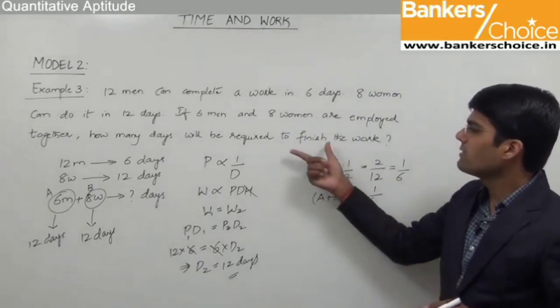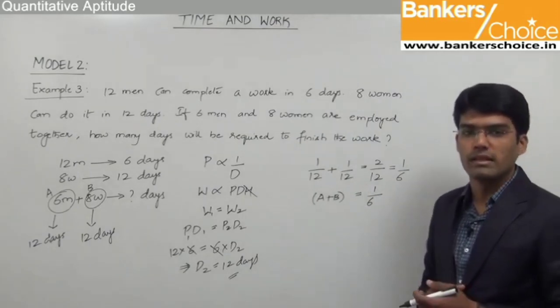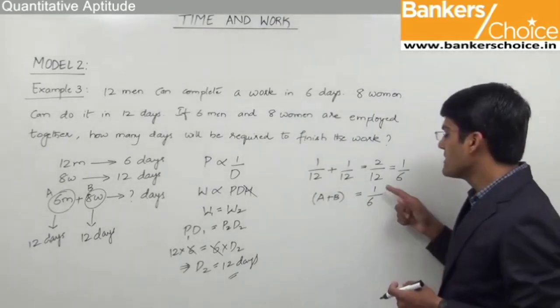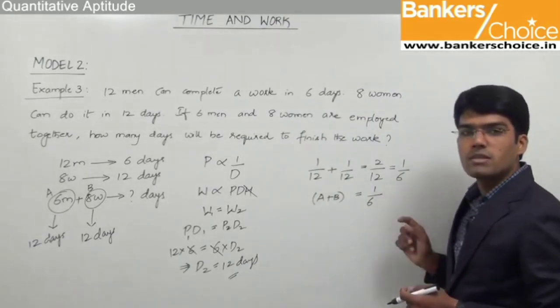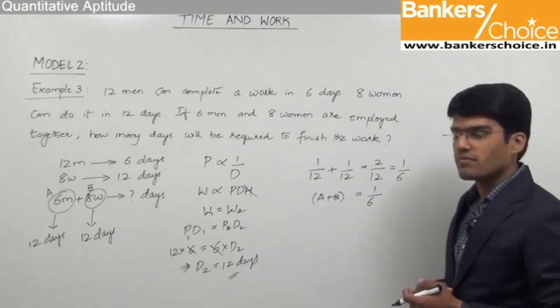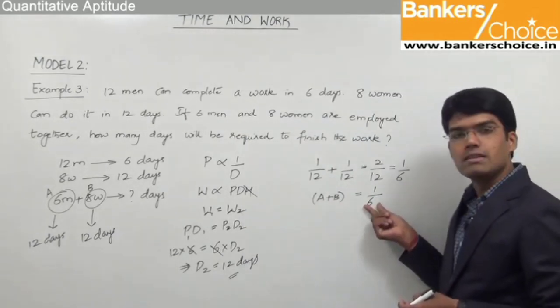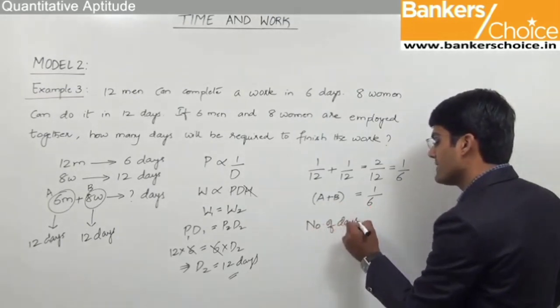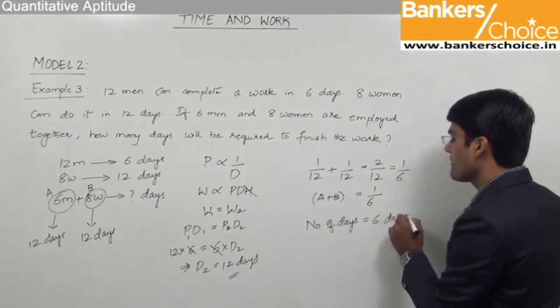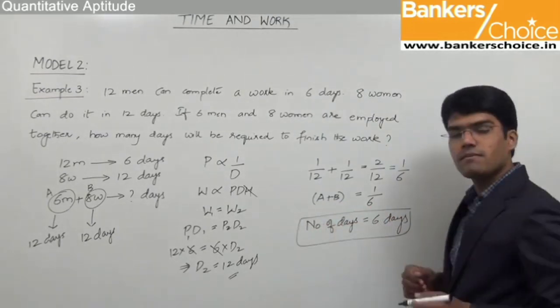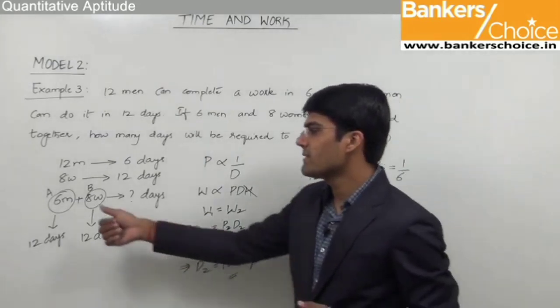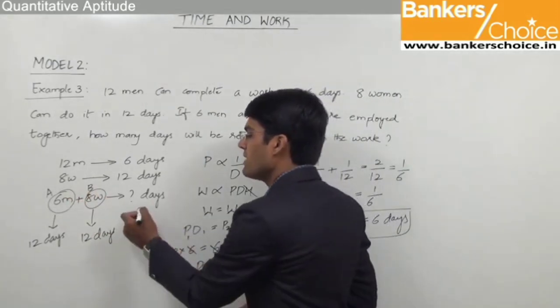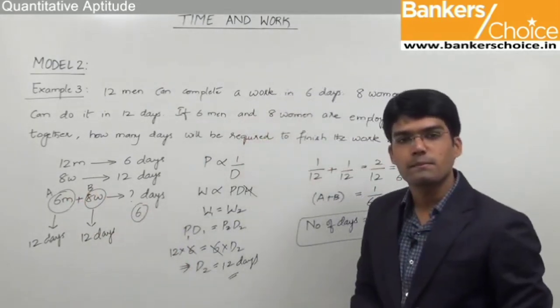But we are supposed to find out the number of days required when they work together. And we know that the number of days will be the reciprocal of 1 day's work, or the reciprocal of the capacity. So A and B's capacity is 1 by 6. So the number of days should be equal to 6, that is the inverse of 1 by 6. So the answer for this question will be 6 days. That is, when A and B work together, the number of days required will be 6 days.